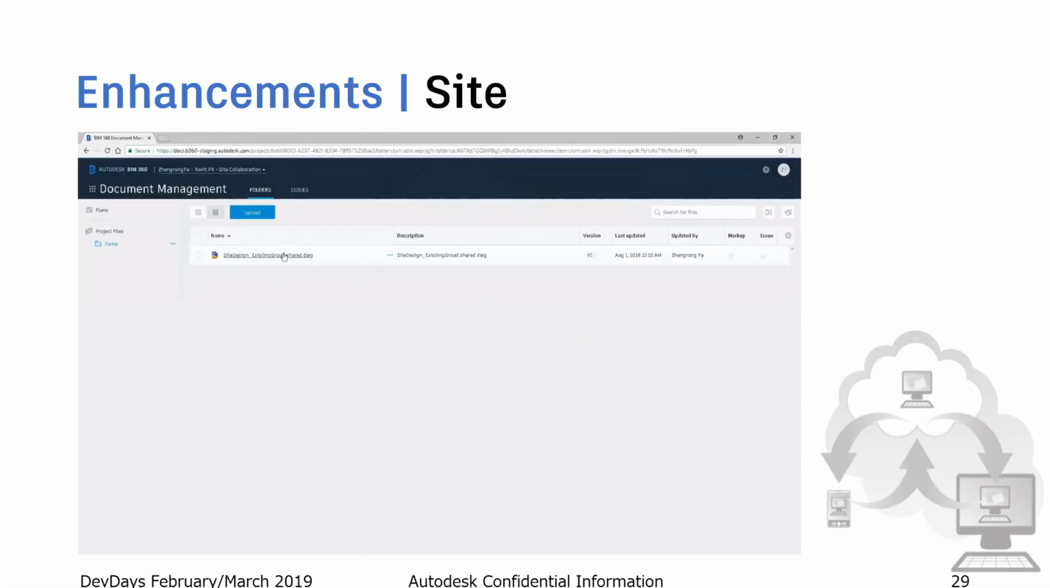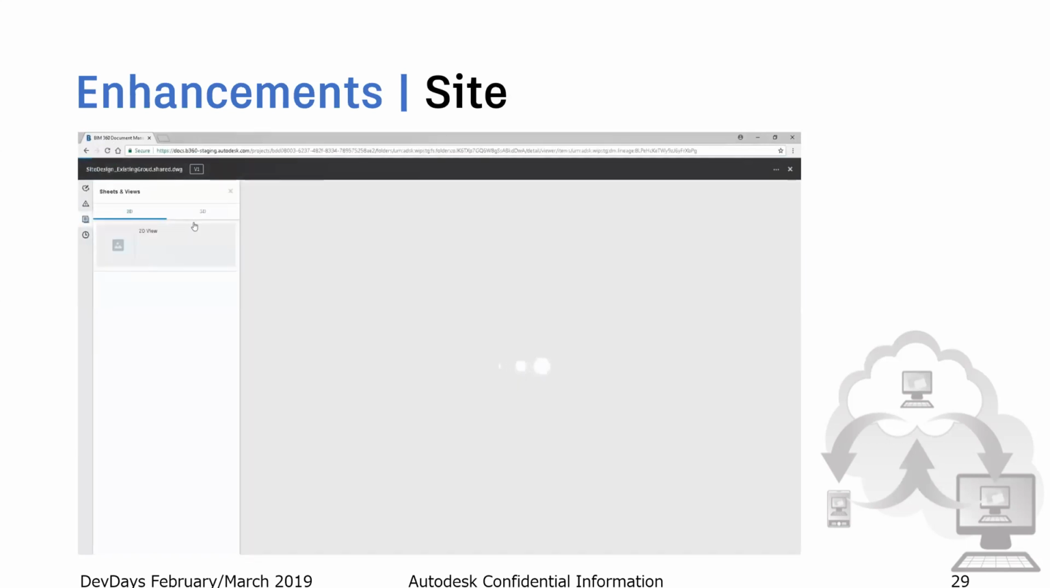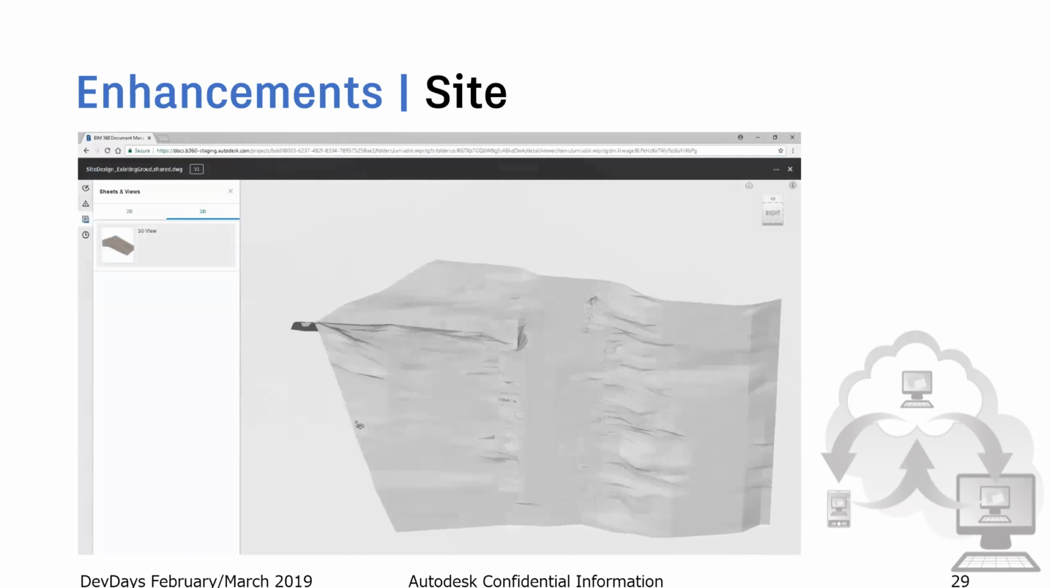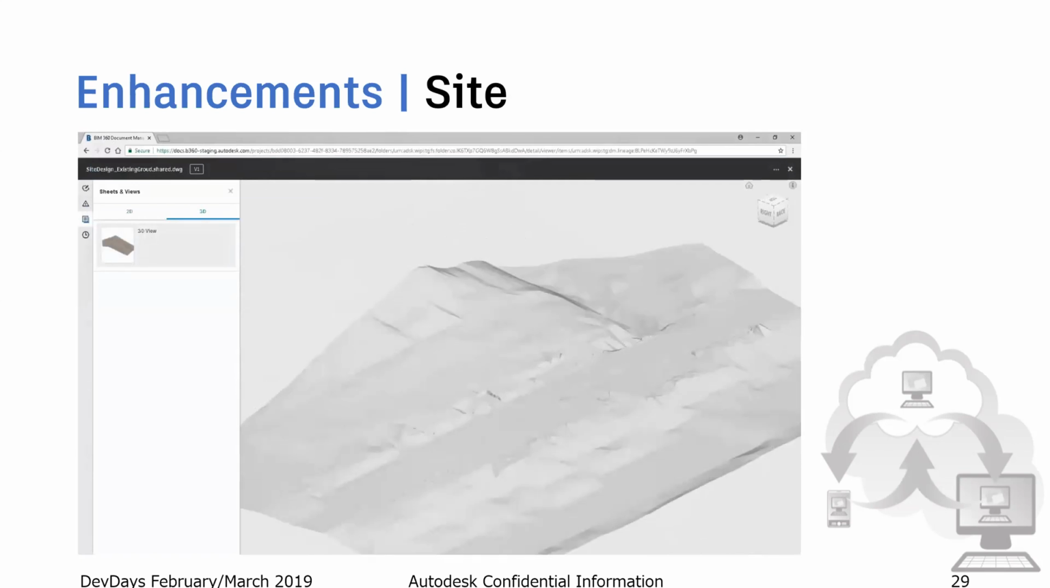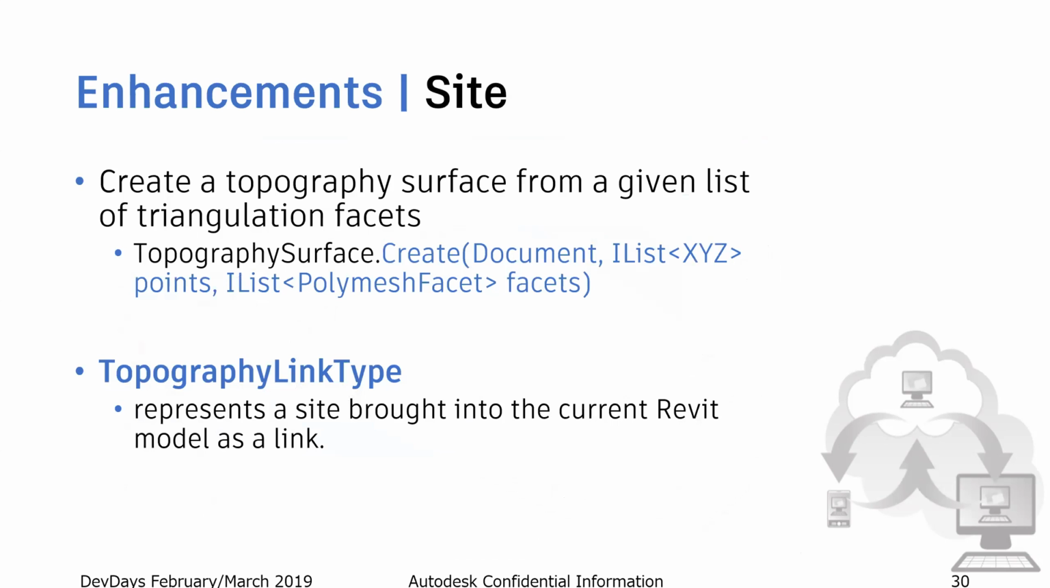We wanted to make sure that all third-party developers were able to create the same topography surface and the same capabilities that we do through BIM 360 through the Revit API, and so we've been able to do that. And the way that that has happened is now for a topography surface, we have a new creation method that allows the same kind of detailed, precise creation of a topography surface given a list of triangulation facets. So basically, you send the exact triangles you want to see, and that is what Revit will actually represent in the mesh.